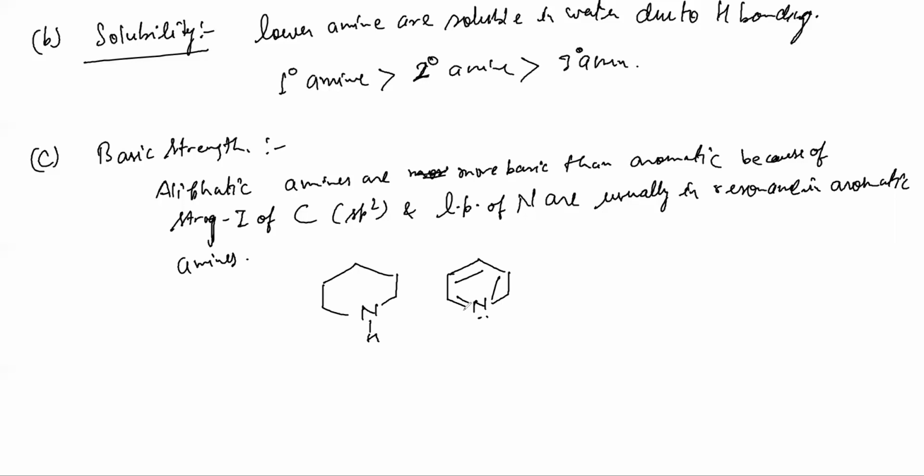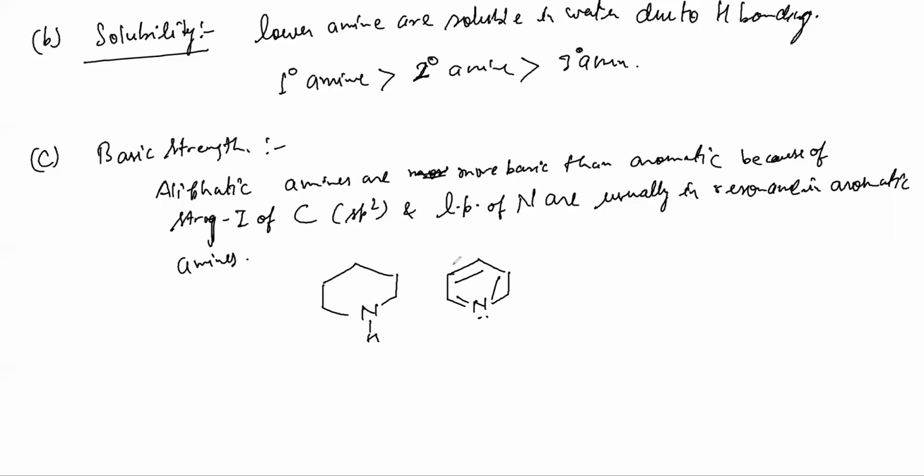We have already discussed this question. Which one will be more basic, first or second? First one is aliphatic amine, second one is aromatic amine. In general, which one is more basic? Aliphatic is more basic or aromatic? First one is aliphatic, second one is aromatic. Yes, first one is more basic.